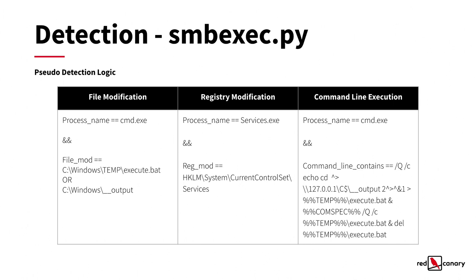And then again, pseudo detection logic for SMB exec. So we have CMD creating a file, execute.bat. And I put C:\Windows\ underscore output, but I actually didn't get a file creation event for it. I'm wondering because that doesn't have a file extension, so something to look out for there. And then registry modification, again, with services being created, might be noisy, might be false positive prone. And then command line execution, so CMD, which has a CLI of that whole string there.